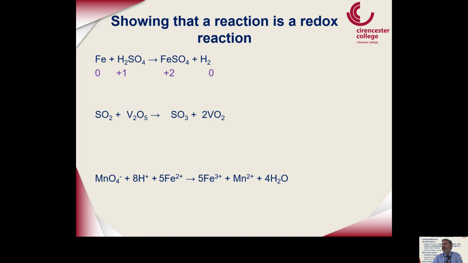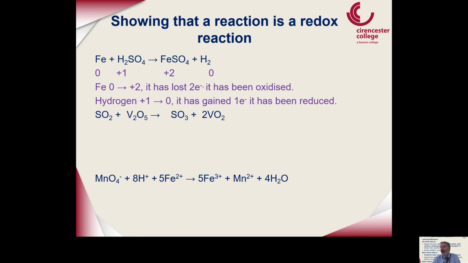And the H in sulfuric acid, which was +1, has been reduced. Okay, so the number's gone down from +1 to 0. Okay, and iron has lost 2 electrons to become +2. And each hydrogen has gained 1 electron, but there's 2 of them, hence it is balanced.